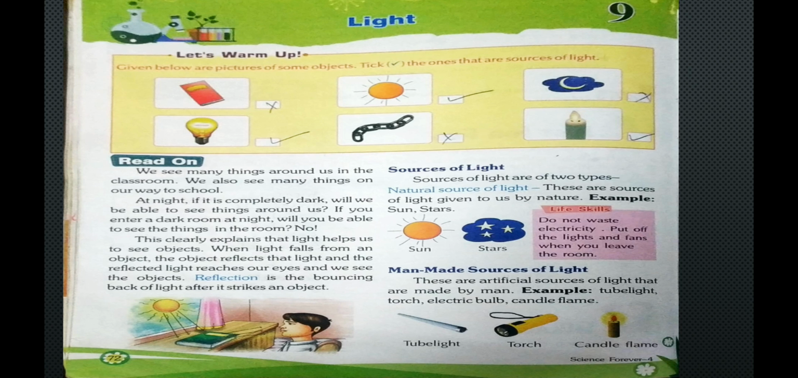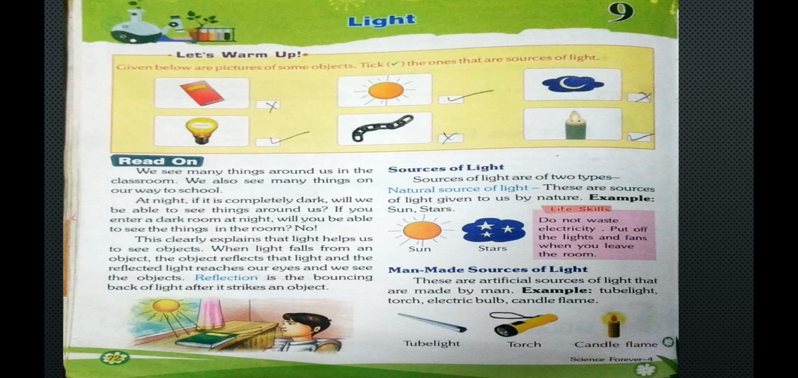When we switch on the plug, we get light and we are able to see whatever is kept in the room. Same in the morning, when we have light, we are able to see all the things which are in our room, which are in our way, which are around us. We can easily see them. So light is very important to see things. This clearly explains that light helps us to see objects.